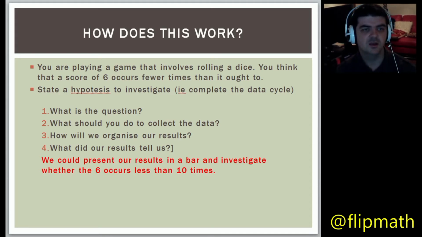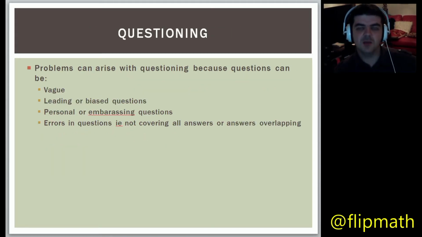Okay. So if I move on, I'm going to go into each of these bits in some detail. So I'm going to start off with a question. And there's lots of problems that can arise with questioning, because questions can be, one, vague. So we could have vague questions, and the last one would be a good example. Something like, I think a 6 would occur less times than it should if I rolled the dice a number of times. Depending on who administers that little experiment, they might roll the dice 10 times.